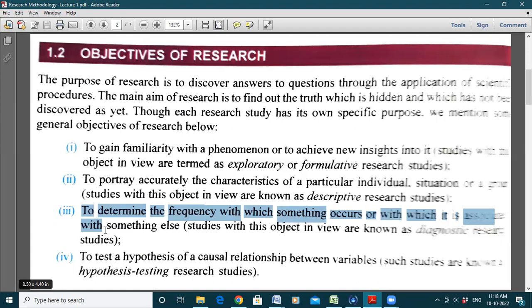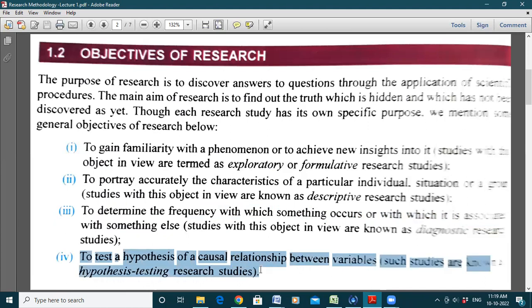Okay, so what did I say? To determine the frequency of something that is occurring with, or with respect to, some other event, then this type of research is known as what? Diagnostic research. And this is also the third objective of research, to determine the frequency with which something occurs. Now, next, to test a hypothesis of a causal relationship between variables, known as hypothesis testing research.